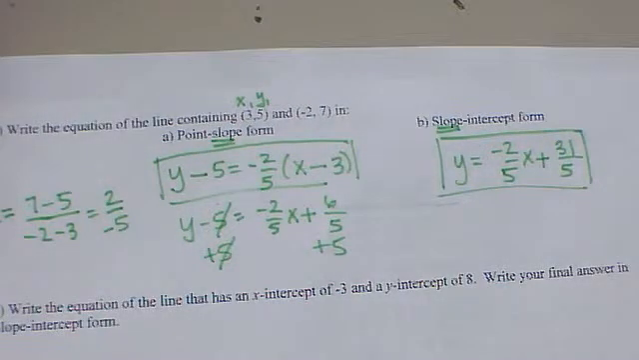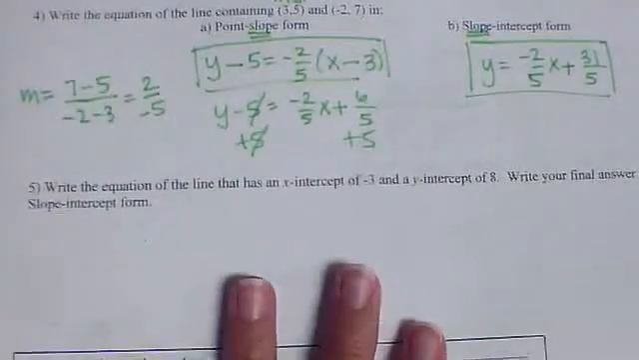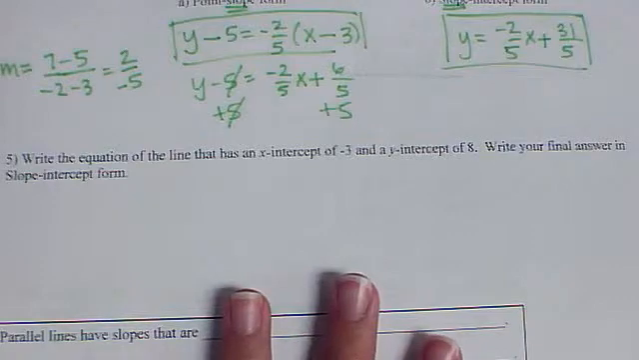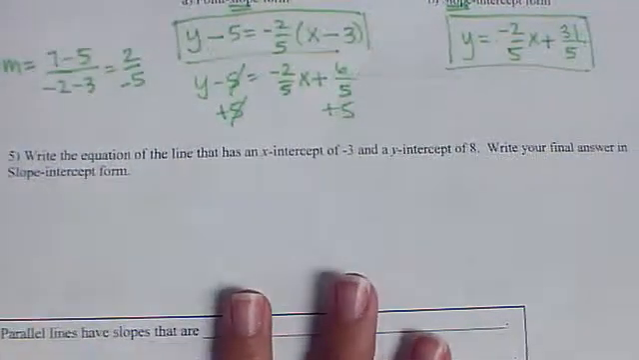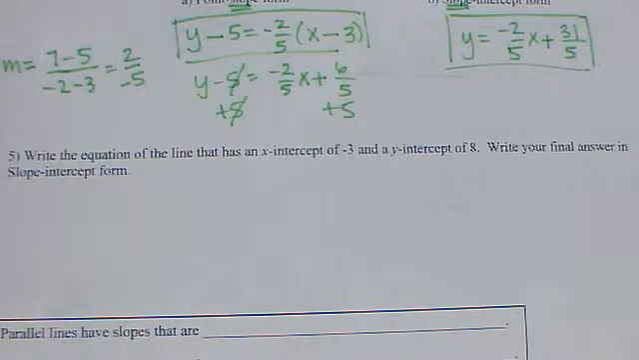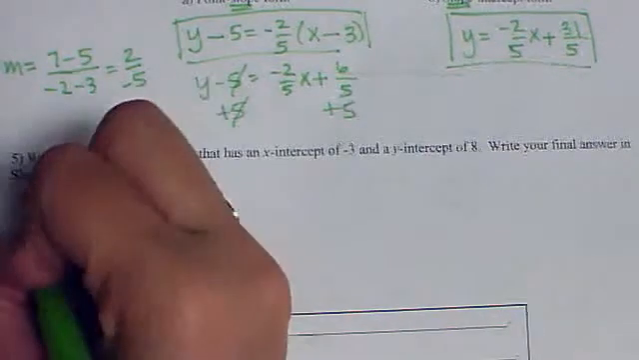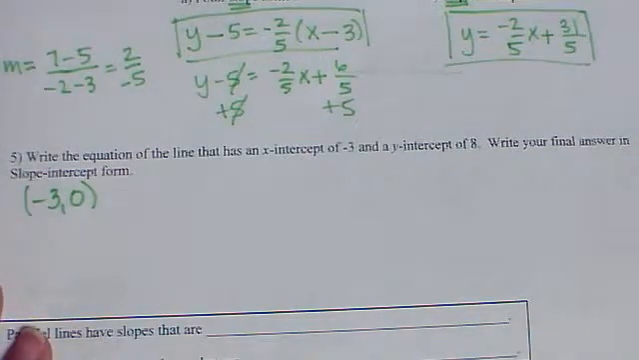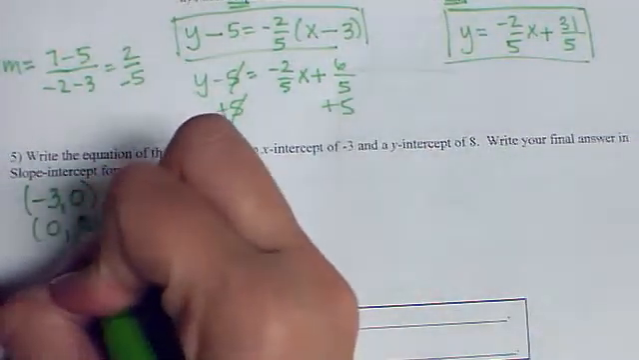Okay, the last thing we want to do in this section is to write the equation of a line that has an x-intercept of negative 3 and a y-intercept of 8. Write your final answer in slope-intercept form. So on this one, they give us some information about intercepts. Now, for an x-intercept, we know that if it's negative 3, there's negative 3 here and 0 in the y place. For a y-intercept, that means it's 0, 8.